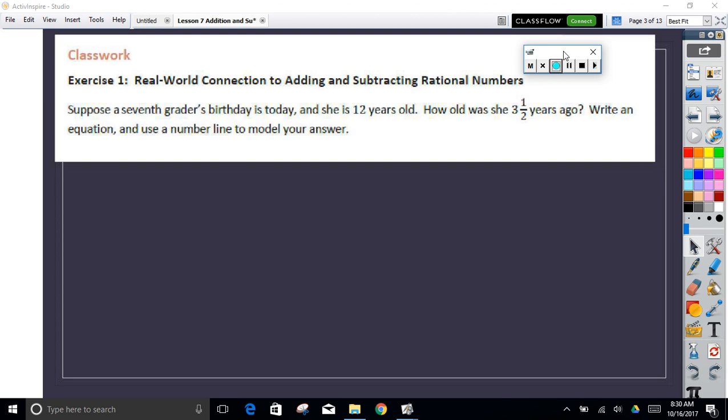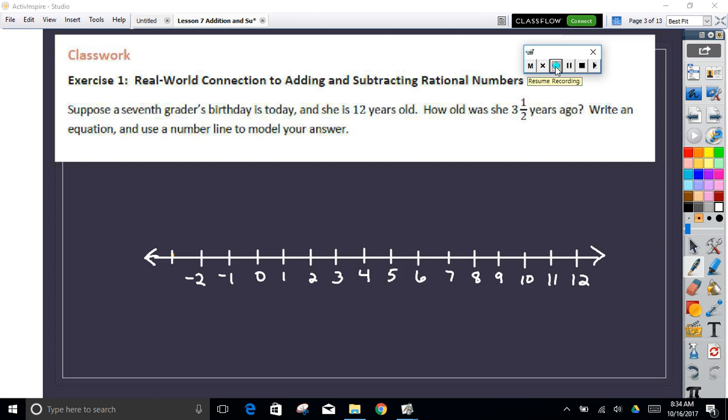How old was she, it's even a girl, 3.5 years ago? Write an equation and use a number line to model your answer. So I want you to take just a couple minutes to do this problem on your own, the way that we've been doing problems. We haven't done a whole lot with fractions on the number line, but I think you can handle that, and then we're going to talk about it. Again, can I have a volunteer who would like to come up and draw on the board and show me what you did with your number line?